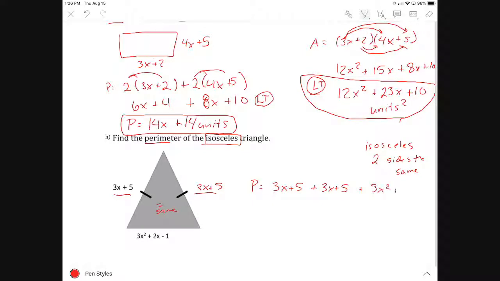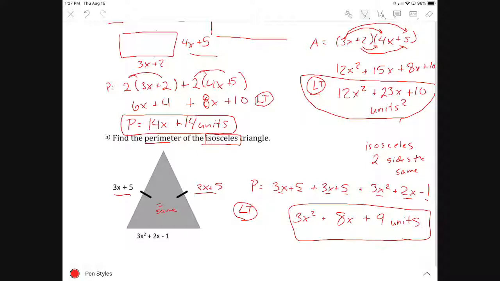So on this, we don't have anything to distribute because we don't have parentheses. So we're just going to combine like terms. We have only one x squared, so that's going to be left by itself. It's going to be 3x squared. Then we have three different ones that have just an x. So those ones are going to be added together. That's going to be our 3x, 3x, and our 2x, which will give us 8x. Then we have a 5, 5, and negative 1, which are all like terms as well, which will give us 9. So our perimeter is 3x squared plus 8x plus 9 units.